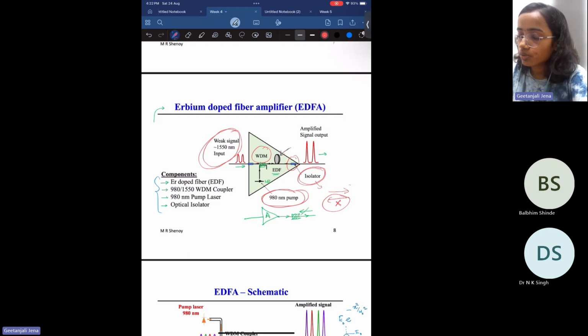And so these are some basic components, that is the EDFA, coupler, pump, and optical isolator.